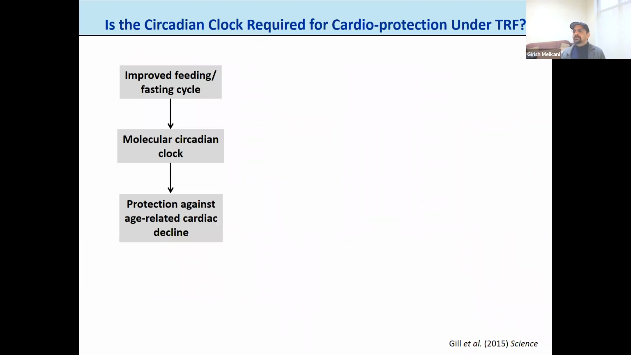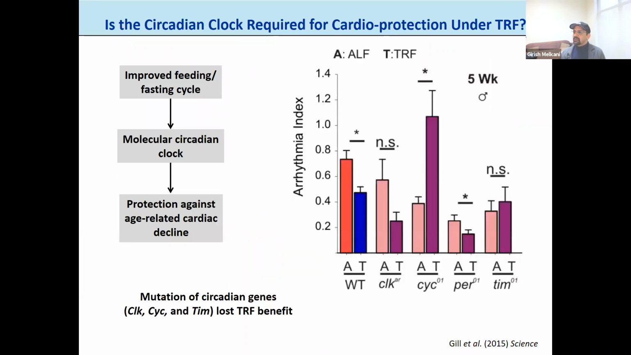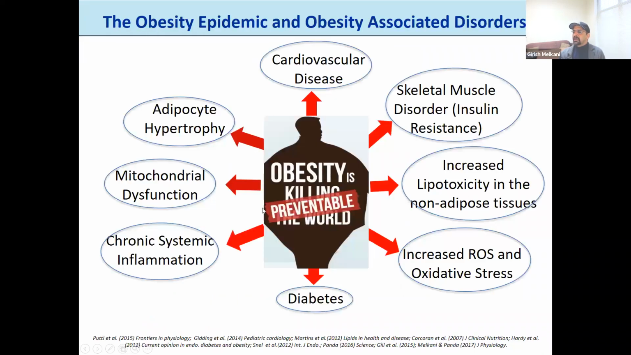Then we also wanted to know if the circadian clock is involved. What you are looking at is wild type, and under TRF, arrhythmia index went down. But when we took different mutant versions of the circadian clock genes, cycle, period, timeless, these are the four circadian clock genes, except period, all of them get worse under TRF. Basically, the mutation of the circadian clock lost the TRF-mediated benefit. So that we showed.